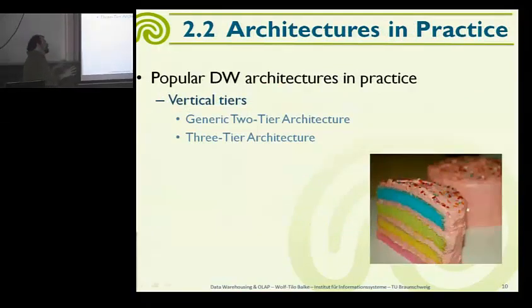If you look at the architectures that are used in practice, you will find that there are basically two different distinctions, and there are many hybrids between that. So we will see that there's vertical and horizontal partitioning systems, and there are some hybrids between them because both of them have their advantages, right? And you want to have all the advantages. You want to combine the advantages.